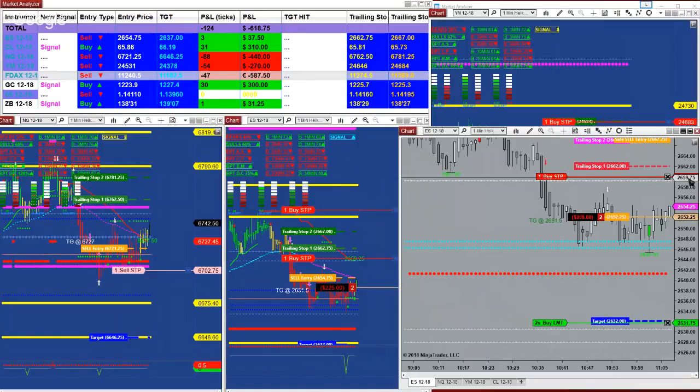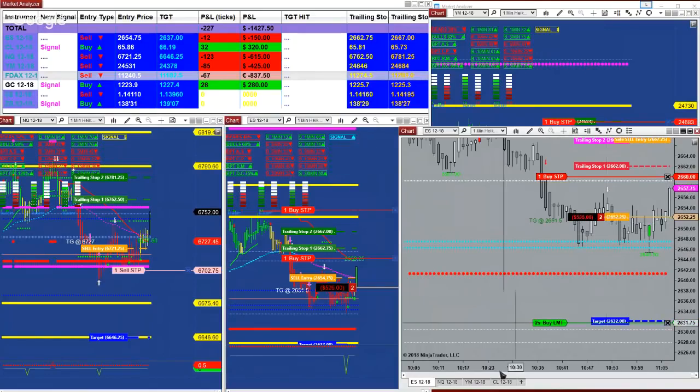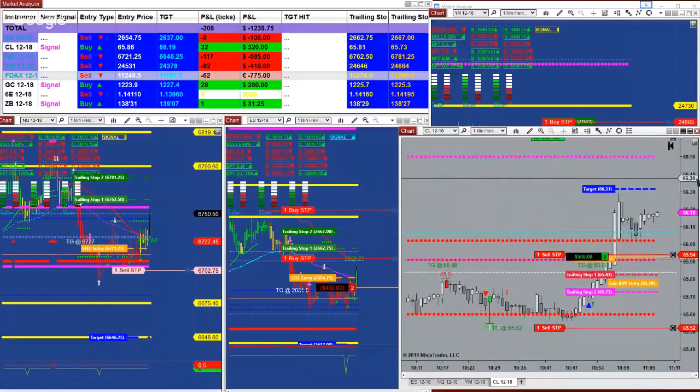Folks, this ES is not going to break those couple of lines. The ES has tried 1 time, 2 times, 3 times, 4 times. It's not going to do it. It's finished. For the CL, it is already, and we never got filled on this trade on the Nasdaq, so forget it.